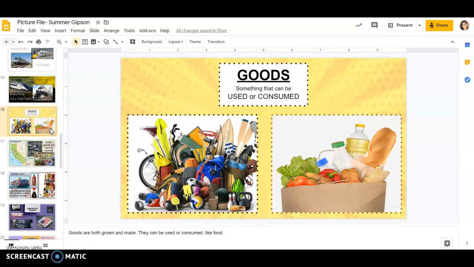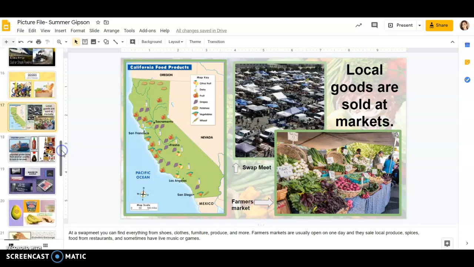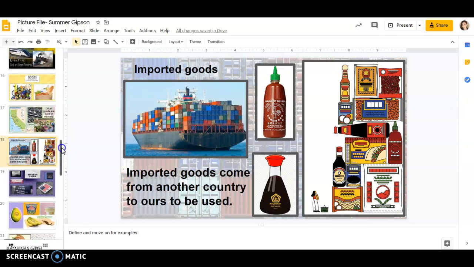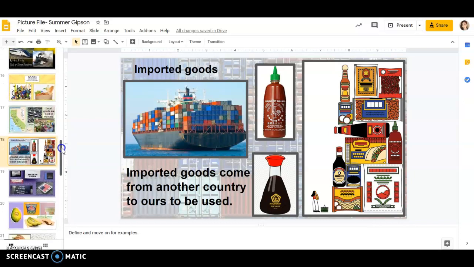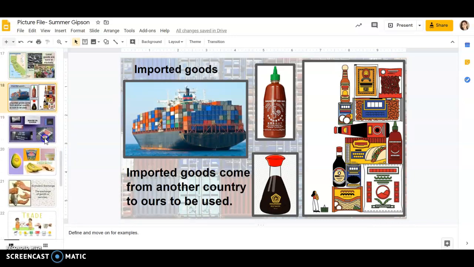Next, we talk about goods. We define goods. We talk about where you can buy goods, find goods. What kind of goods do we make in California? Those are all addressed in the slide. And then we talked about imported goods, and we put some of the different foods that people might see in different aisles, like the ethnic aisle, they like to call it, and you'll find all this stuff that's been imported usually over there as well.